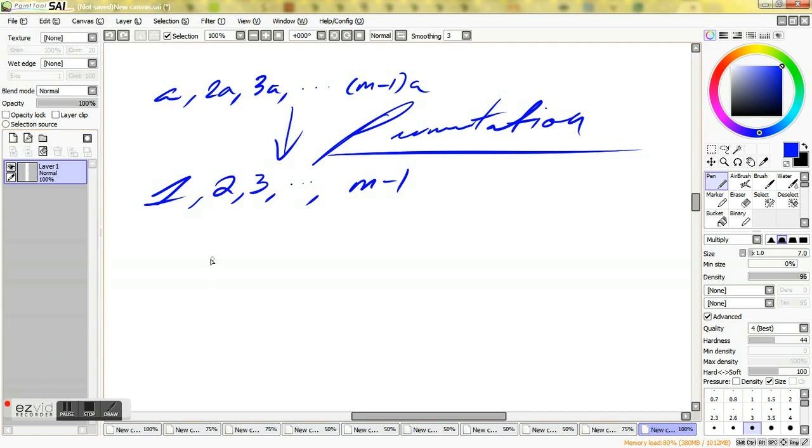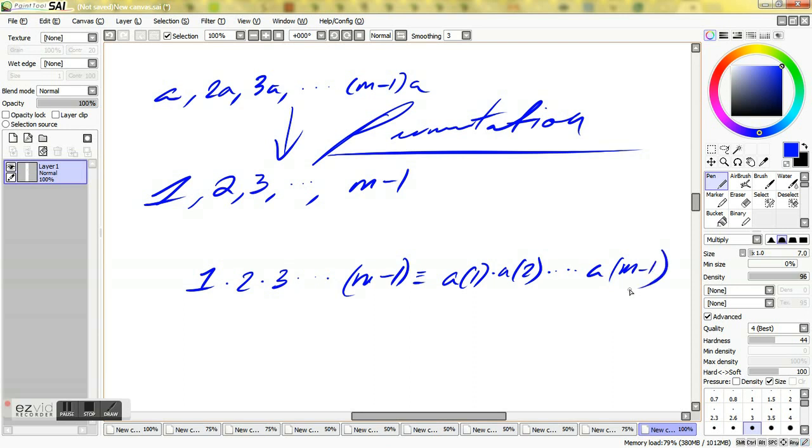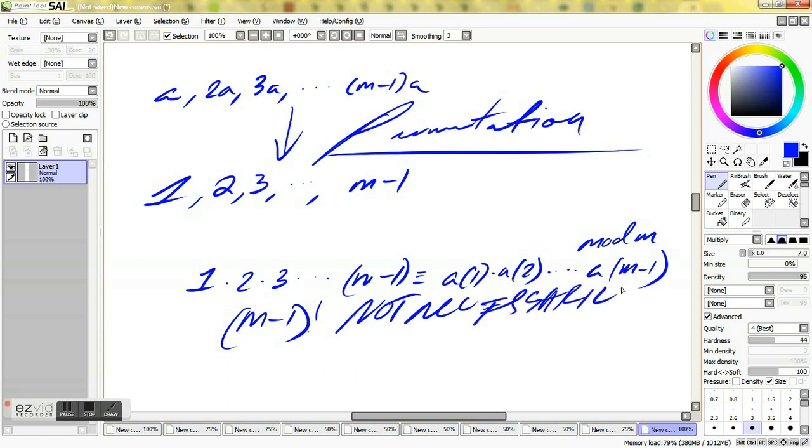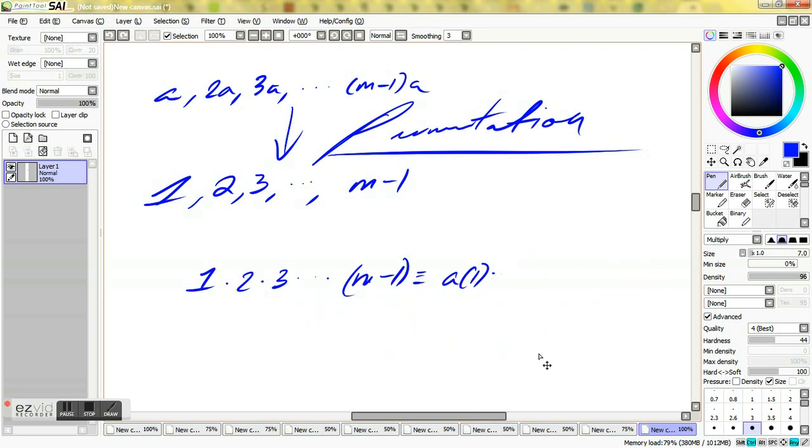So, that's the first problem. The second problem is, assume that were the case. Now, assume that it was the case that this product is congruent to a1, a2, up to a(m minus 1). Assume this was the case. Then we couldn't divide by m minus 1 factorial. This is mod m. We couldn't divide by m minus 1 factorial because this is not necessarily relatively prime to m.